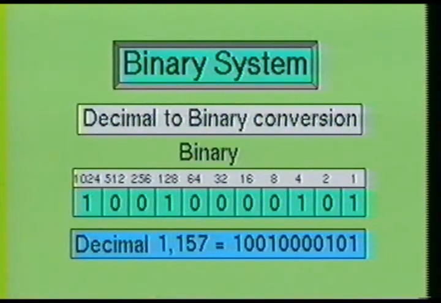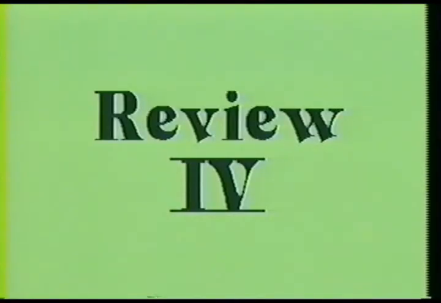As you now see, the binary equivalent of the decimal number 1157 is 10010000101. With a little bit more practice, you will find that converting decimal numbers to binary and vice versa is a very uncomplicated operation. We will now pause for a short review of the material just discussed.